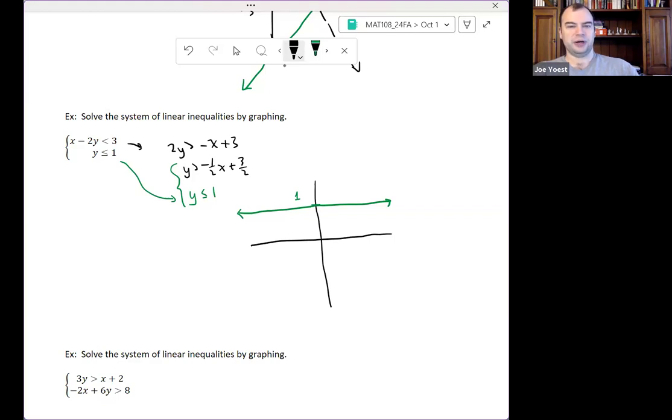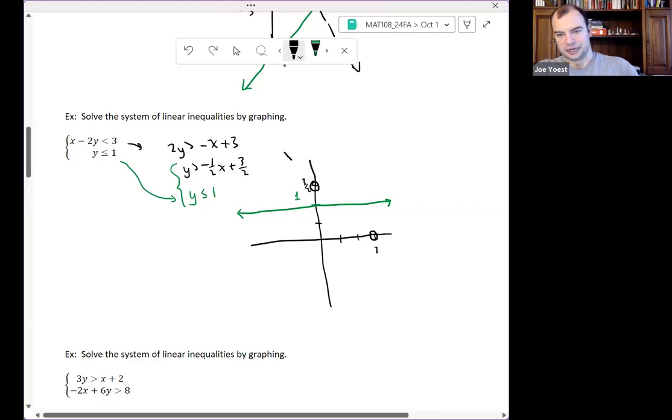For the black inequality, y bigger than negative 1/2 x plus 3 halves. So 3 halves is, there's 1/2, 1, and 3 halves. That's my y-intercept. And let me be careful. This is a strict inequality, so I will draw an open circle there. And then if I go to x equals 3, then y equals 0. I'll draw an open circle there as well. Went a little further with that dash than I wanted.